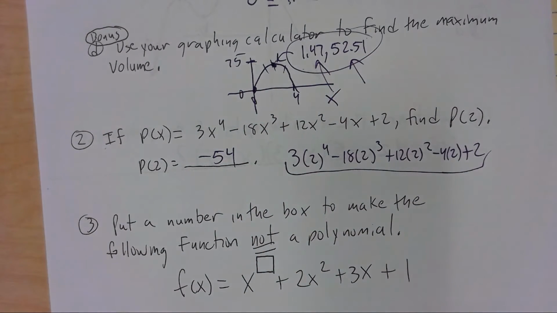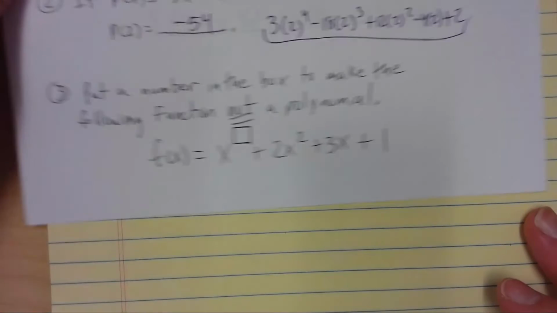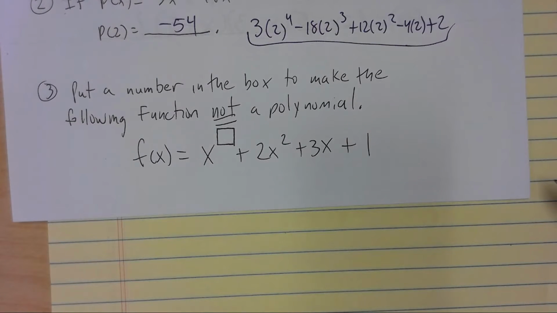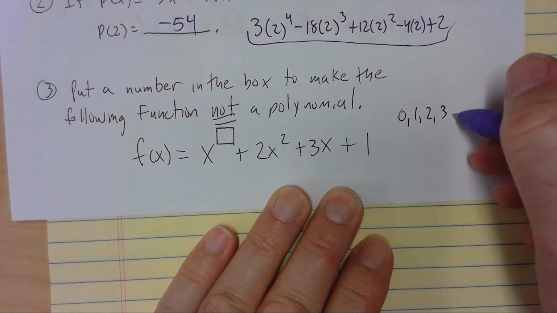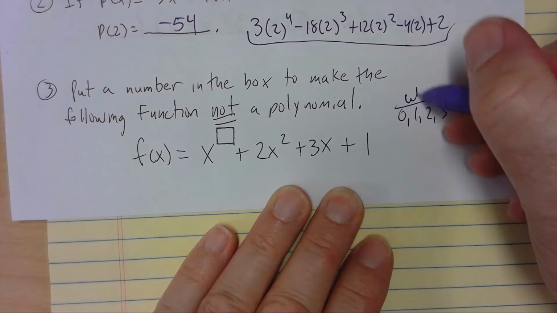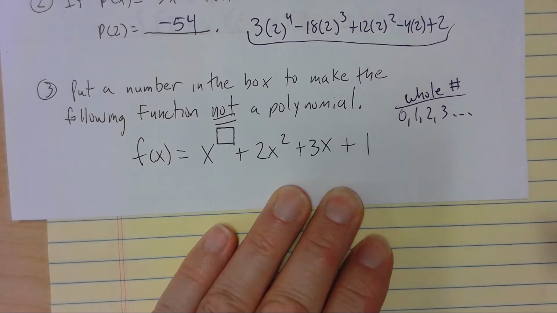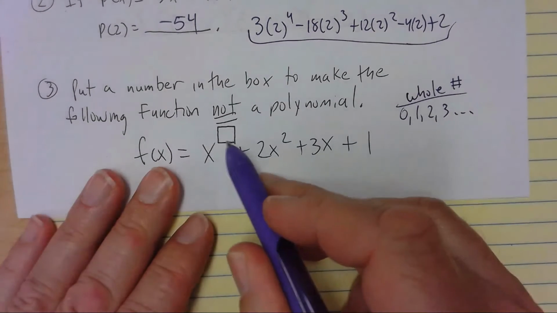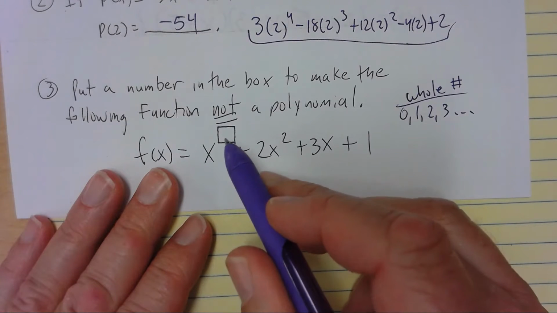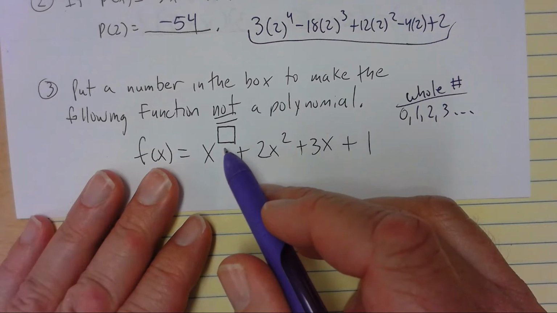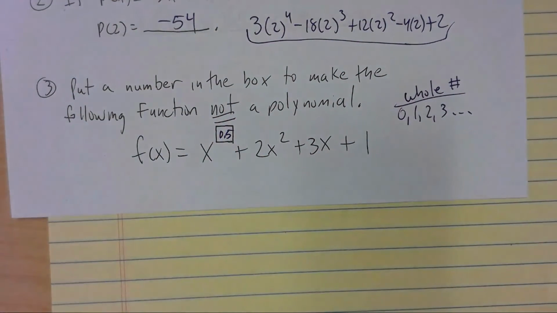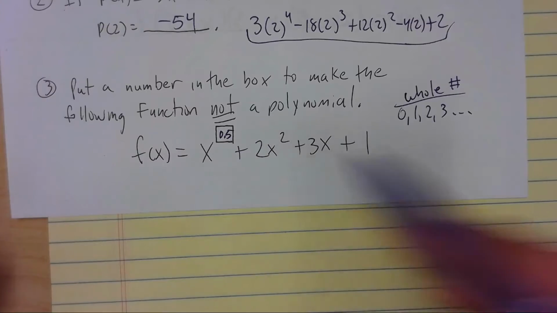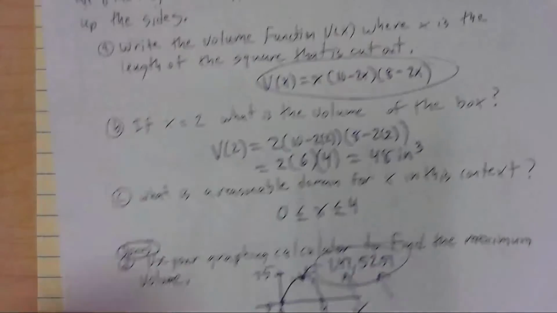All right, for number 3, we want to make it not a polynomial. Polynomials have to have whole number exponents. Remember, whole numbers are 0, 1, 2, 3, dot, dot, dot. So we need to have something that's not a whole number. You could put a negative number, a fraction, a decimal, or whatever. It could be anything. On the answer key, I put 0.5, which is definitely a decimal, or you could put the fraction 1/2. I'll try and make the box a little bit bigger on the real test.